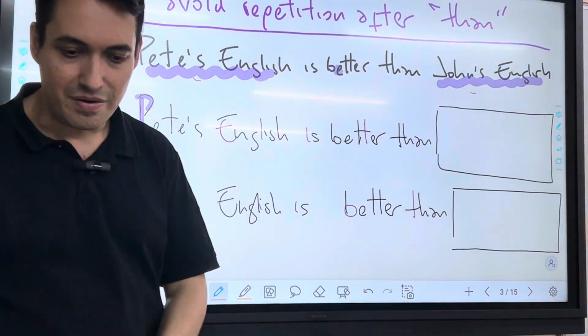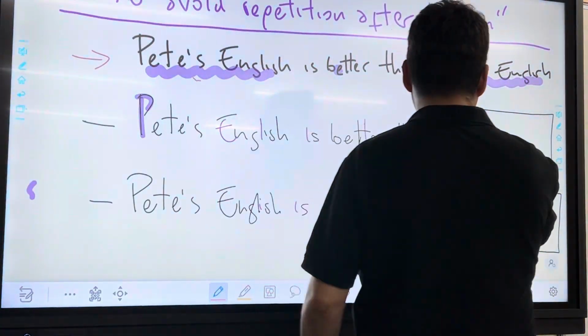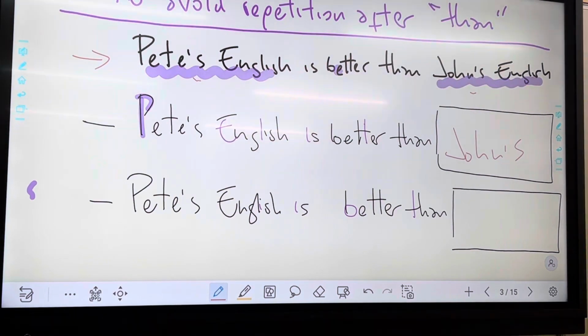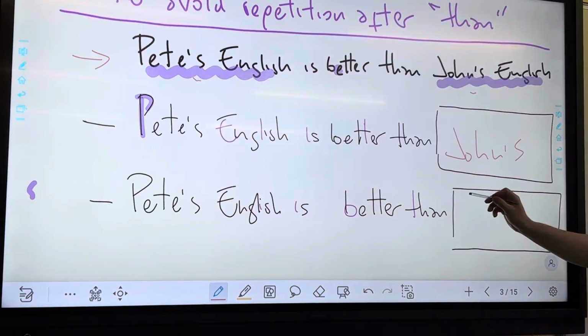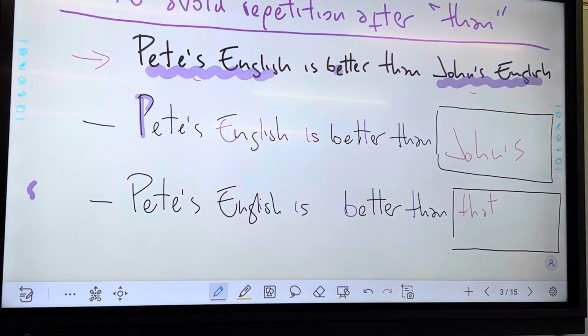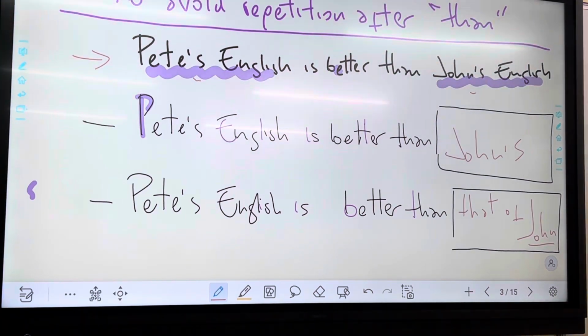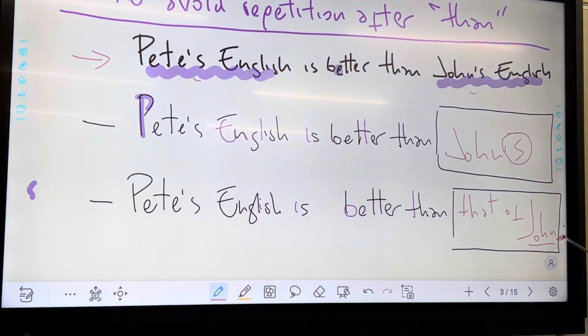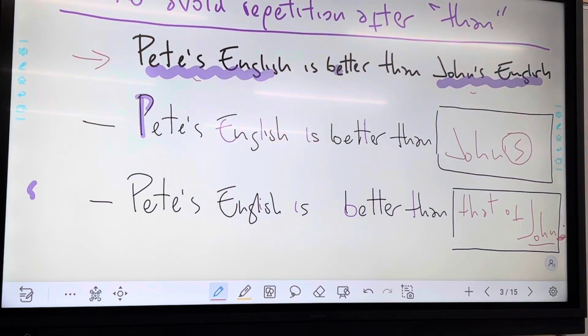Pete's English is better than. Very good. Another point for Danny. Pete's English is better than John's. Correct. Any other possibility? Let me give you a clue. Pete's English is better than that of John or that of John's? That of John. Yeah, that of John. So be careful because here you need the Saxon genitive, than John's, but here you don't need the Saxon genitive, than that of John, no Saxon genitive. So far, so good.